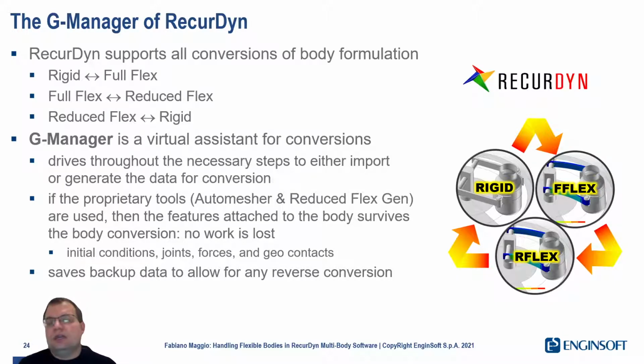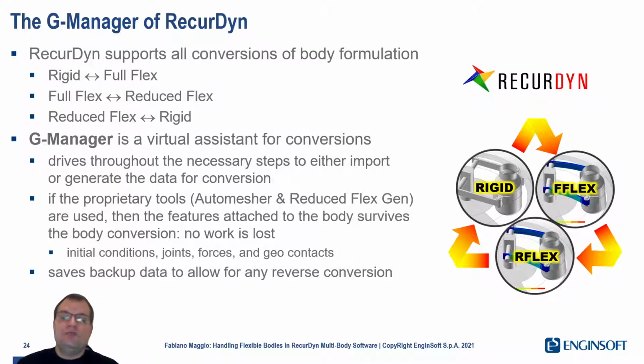One feature of RecurDyn that is very useful in getting flexible bodies is the general manager, the G manager of RecurDyn. This is a kind of virtual assistant that supports all conversion of body formulations, from rigid to full flex, from full flex to reduced flex, from reduced flex to rigid, and vice versa. The purpose of general manager is to avoid mistakes. So if you run inside RecurDyn the conversion with the G manager, you never lose data. You never lose work that you have already done.